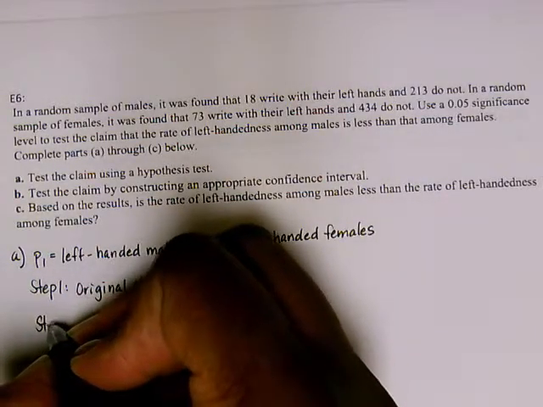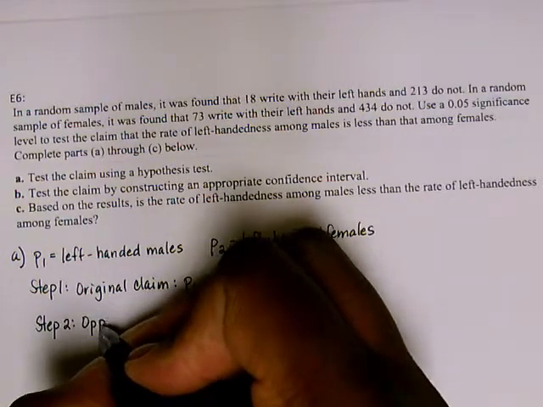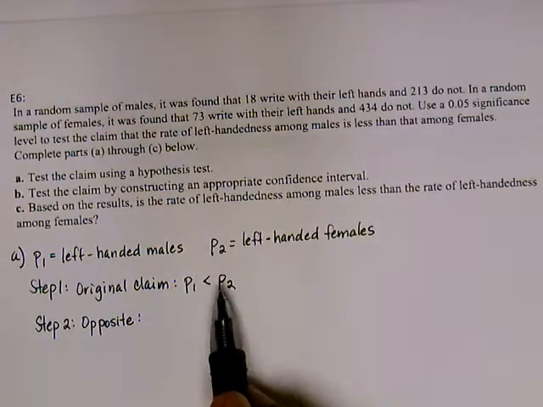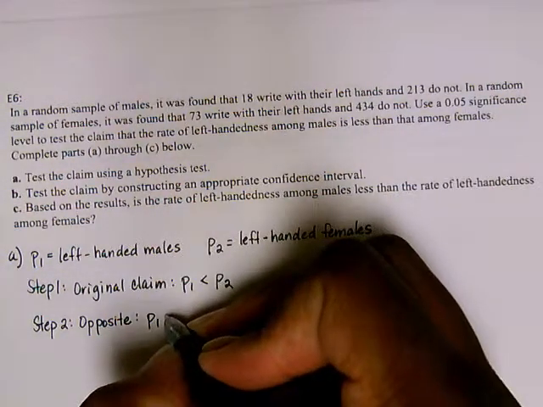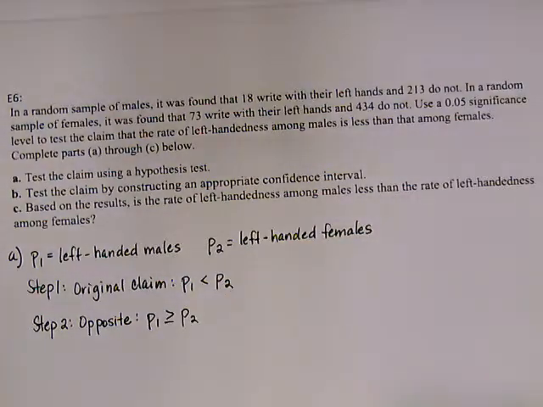Step number 2 is the opposite of the original claim. And in this case, the opposite of less than would be greater than or equal to. So p1 greater than or equal to p2.